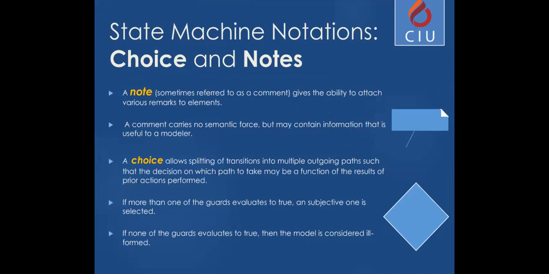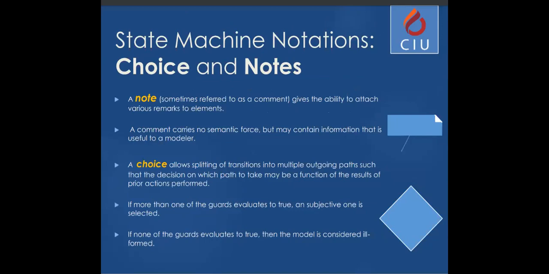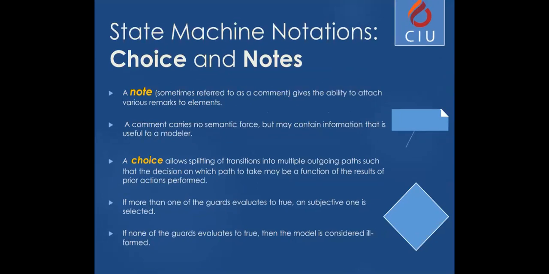We have the note, which you can use for a choice or basically for a comment. This can also be used with other diagrams. If you make a restriction or attach remarks or notes, you can use a comment, which carries no semantic force but may contain information about the model. And of course, you can use the gateway, which is basically the if-else condition where it can go to a true or a false branch to evaluate it.